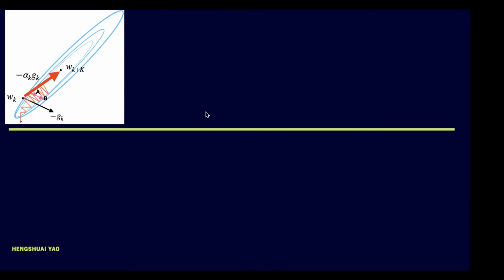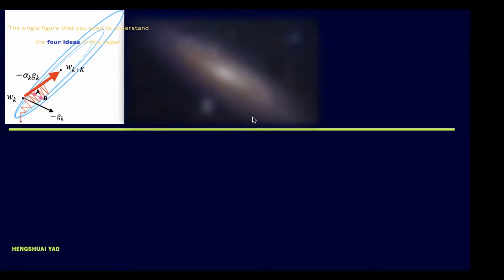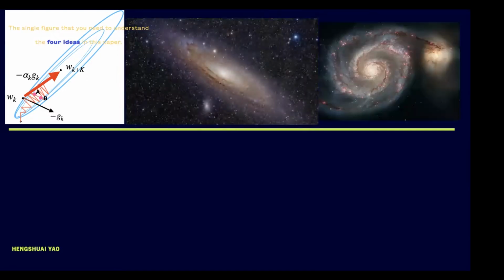Gradient descent has a long history. Throughout the talk, we're going to use this figure. We don't need to understand it now. This figure will be used to explain the four ideas in the paper that I wrote recently. This talk is based on this paper. Here, the loss contour just reminded me of the universe, the galaxy, the shape, which is quite interesting.